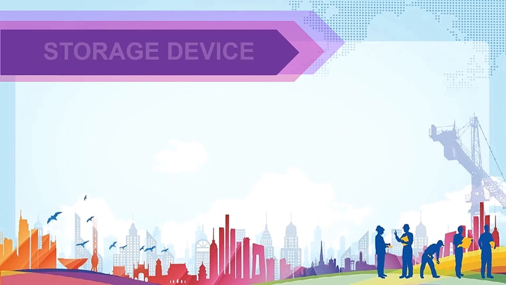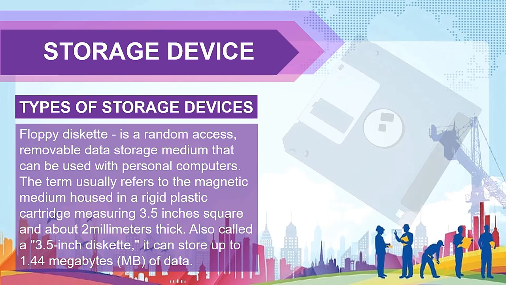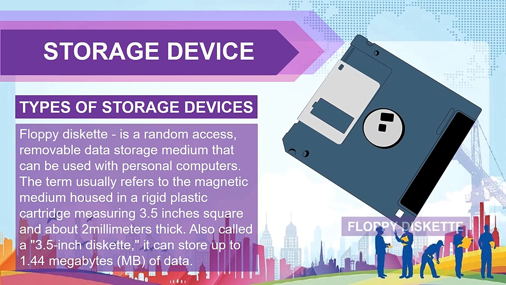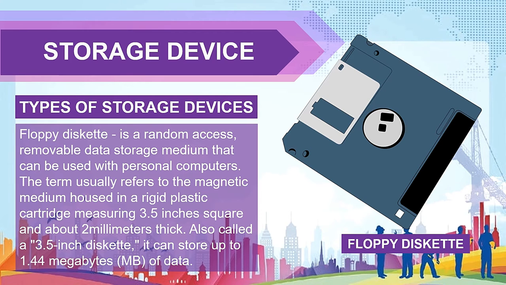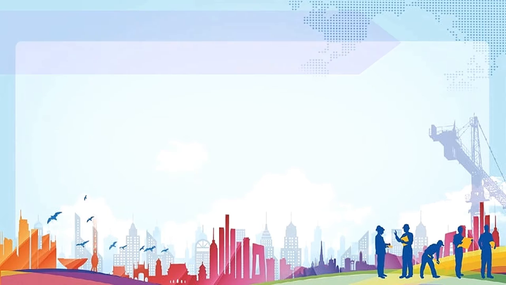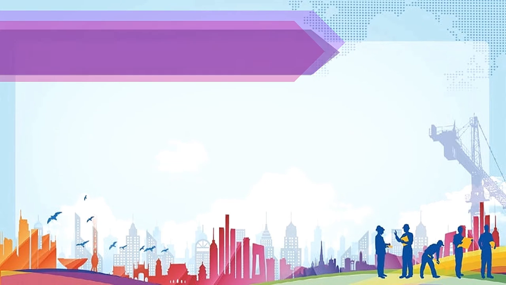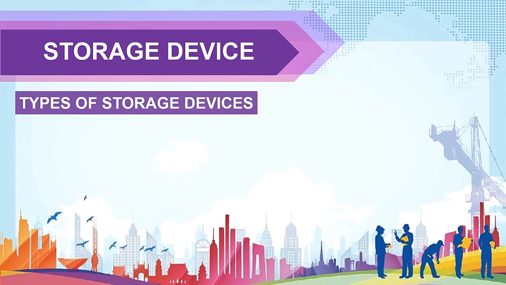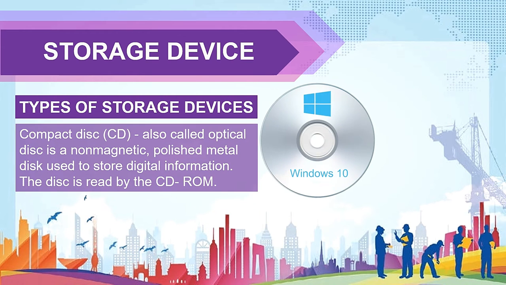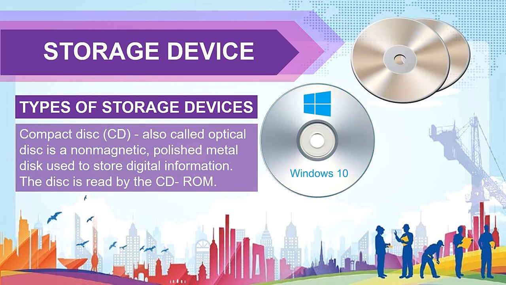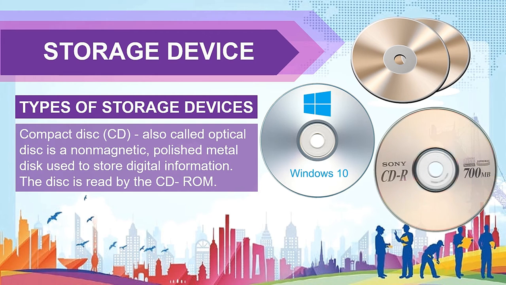Here are the types of storage devices. Floppy disk is a random access, removable data storage medium that can be used with personal computers. The term usually refers to the magnetic medium housed in a rigid plastic cartridge measuring 3.5 inches square and about 2 millimeters thick. Compact disc, also called optical disc, is a non-magnetic polished metal disc used to store digital information. The disc is read by the CD drive.